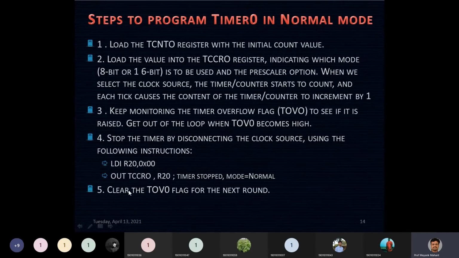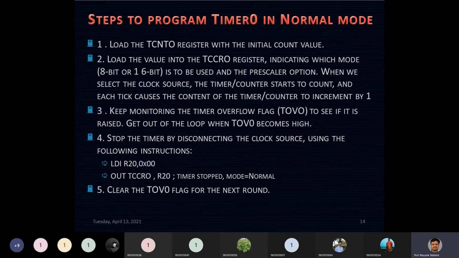Then, fifth step, which is very important: we need to clear the TOV flag for the next round. The TOV flag will not be cleared by hardware. We know that once your timer has rolled over from FF to 00, the TOV flag is raised, but it will not be cleared automatically. So you need to clear the TOV flag.